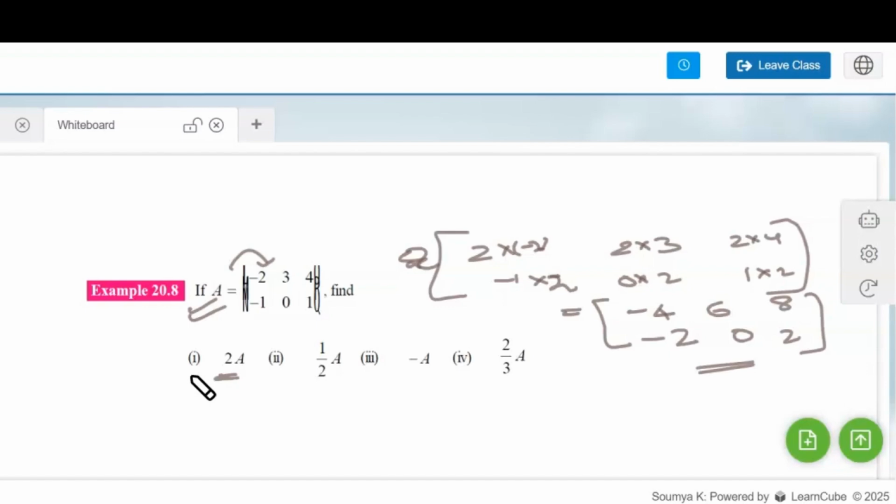So this is how you have to find the scalar multiplication. You can solve the other question as well. Multiply half or minus 1 by 2 to each matrix. You will get the corresponding solution.